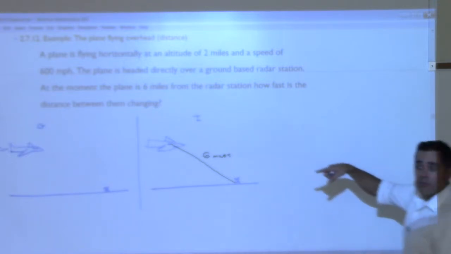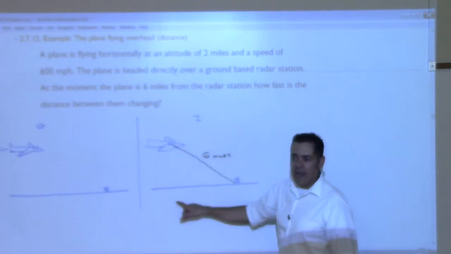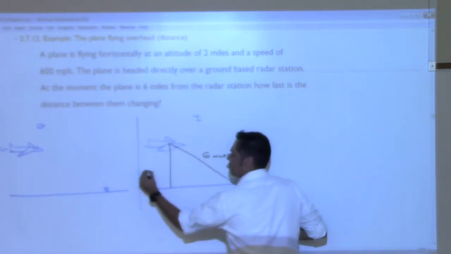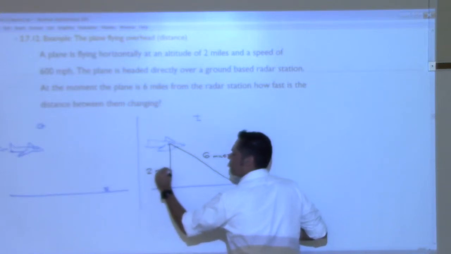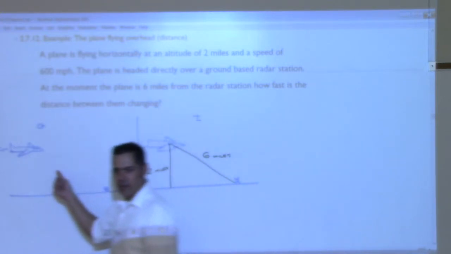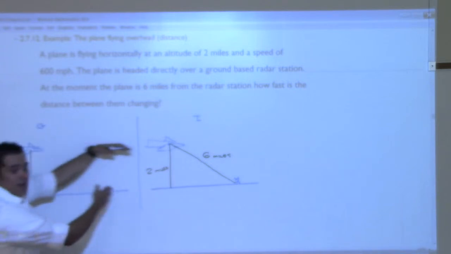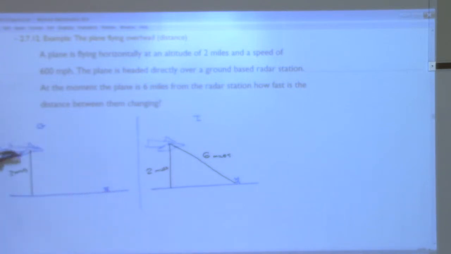The altitude, right? The distance from the plane straight down is what? 2 miles. Now that we've drawn that, isn't that also here? Isn't this 2 no matter where the plane is? So I can fix that in this picture. I can't tell you where it is horizontally, but I can tell you vertically it's 2 the whole time.